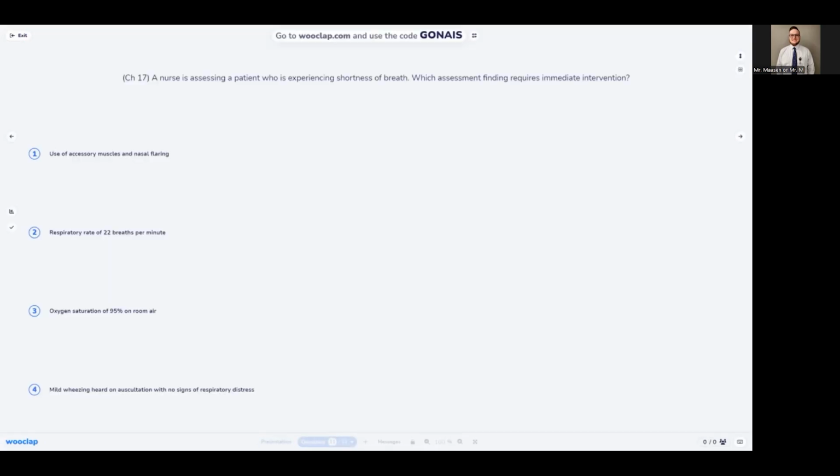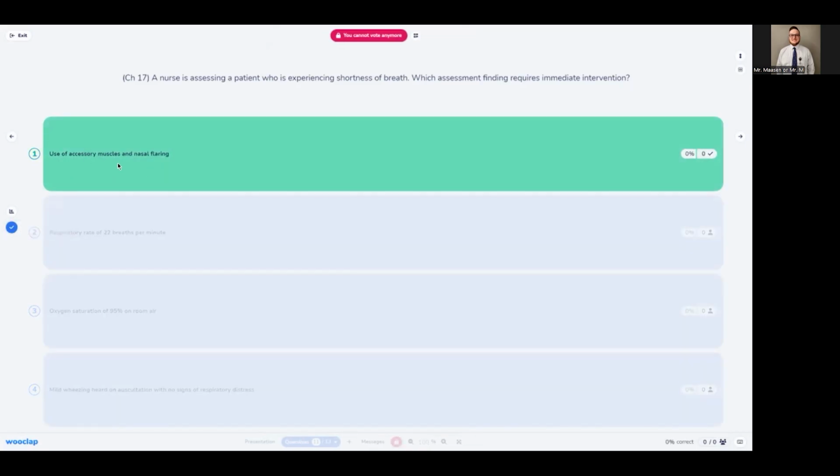So a nurse is assessing a patient for shortness of breath. Which assessment finding requires immediate intervention? So let's just go on with assessments. What's in this question? What do you think here? All right. If you answered the first one, number one, use of accessory muscles and nasal flaring.